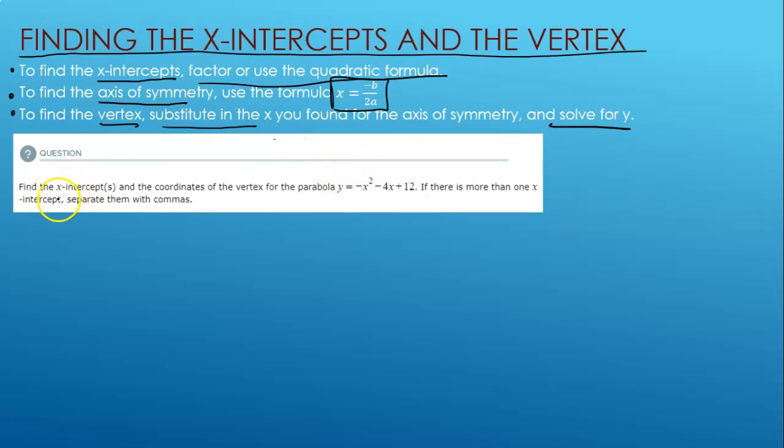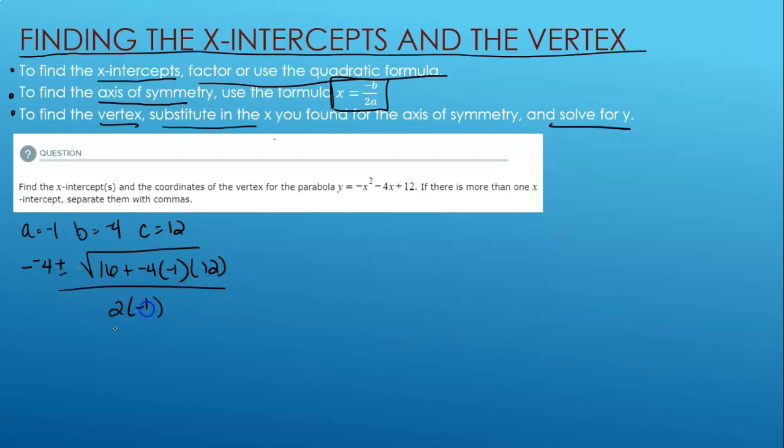So this says to find the x-intercepts first. So that's either factoring or quadratic formula. I'm going to use quadratic formula since we've already used the factoring method today. So for the quadratic formula on this problem, a is negative 1, b is negative 4, and c is 12. The quadratic formula is negative b, so it's negative negative 4, plus or minus the square root of b squared, which is 16, plus negative 4 times a times c, all over 2 times a.